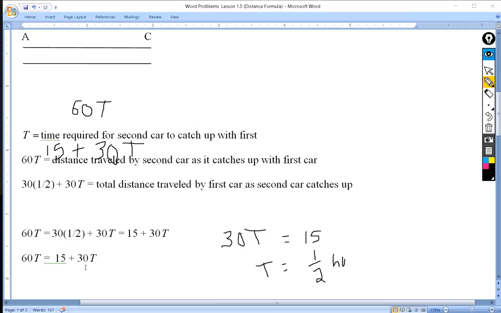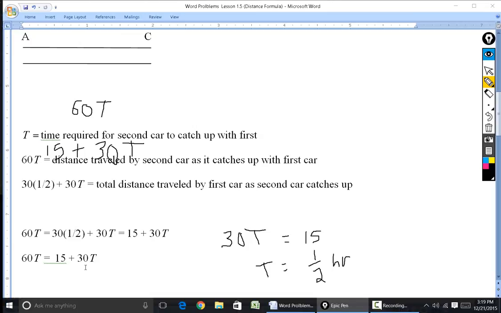So this tells me that the time it takes the second car to catch up to the first car is going to be 1/2 hour. And you can easily check this out, right? Because 1/2 times 60, the second car is going 60 miles per hour, so 60 times 1/2 gives me 30. So in 1/2 hour, the second car has traveled 30 miles.